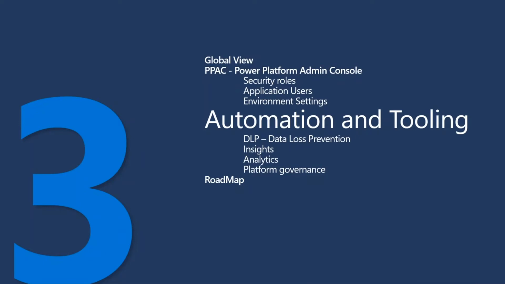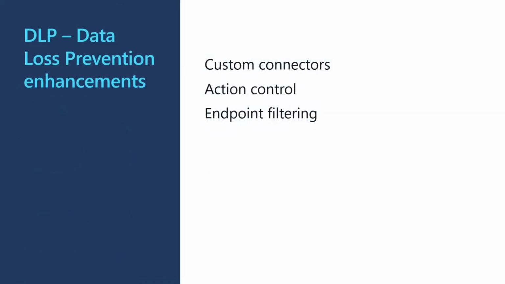Then here on the second part, automation and tooling. Like I mentioned in the beginning, we will review data loss prevention. So we have some news around the rules and how we can create the rules, insights, analytics, and then the platform governance. So the highlights that we are going to discuss are the action control. First is custom connectors, action control, and then endpoint filtering.